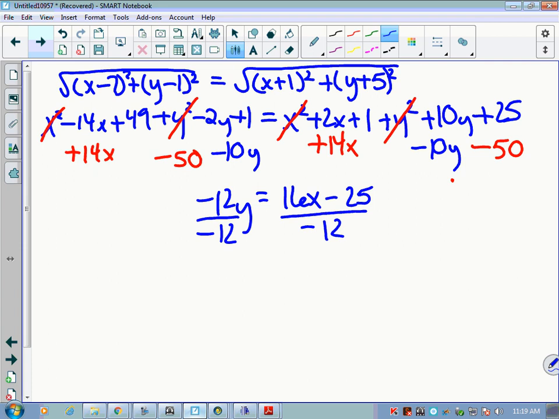Did I mess up somewhere? Looks like, oh, okay. Because this is 26. 26 minus 50 should be negative 24. I lost this 1 there. Okay. All right, that's going to leave me with y equals negative 4/3 x plus 2.